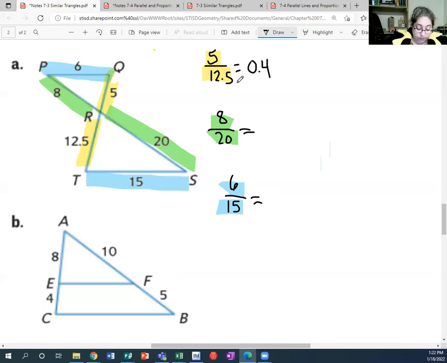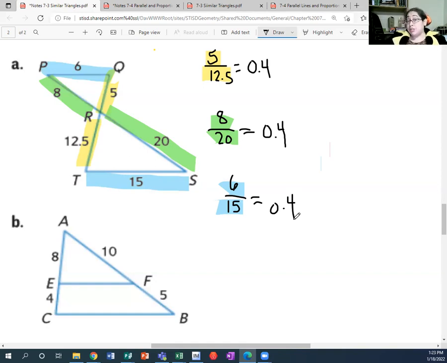You guys want to help me out with the other fractions? 0.4 again on 8 divided by 20. Okay, and then 6 divided by 15. Also 0.4. Okay, cool. All three of these have the same fraction.